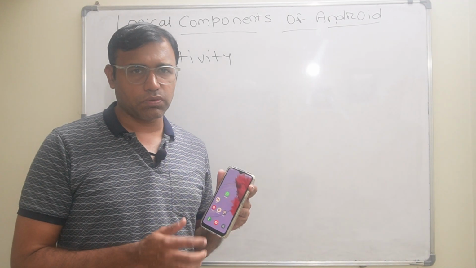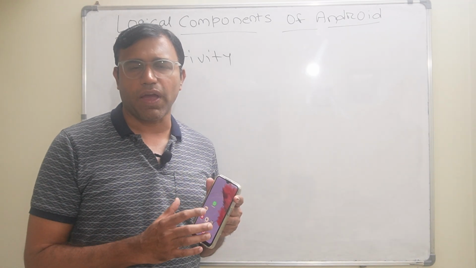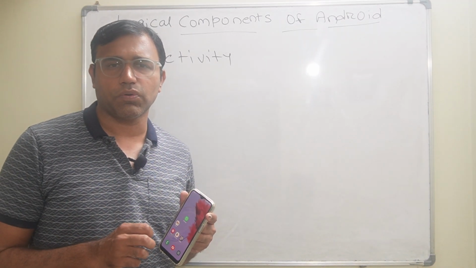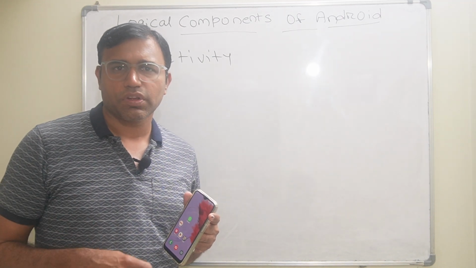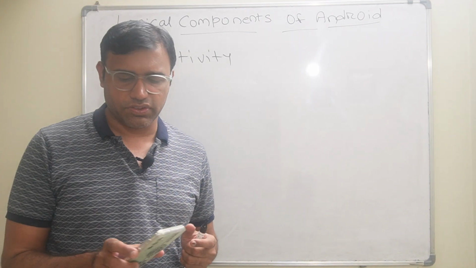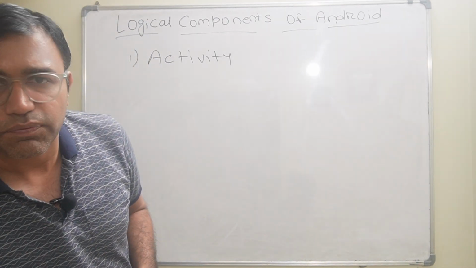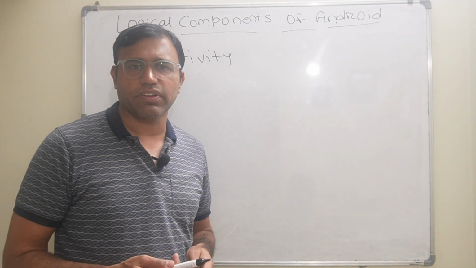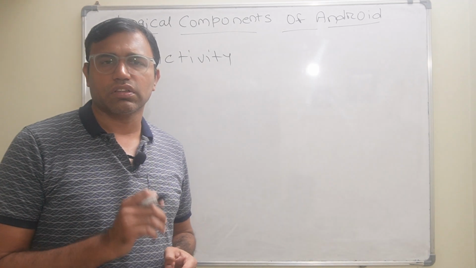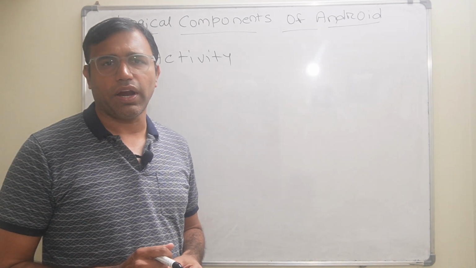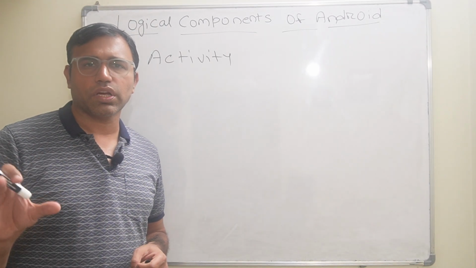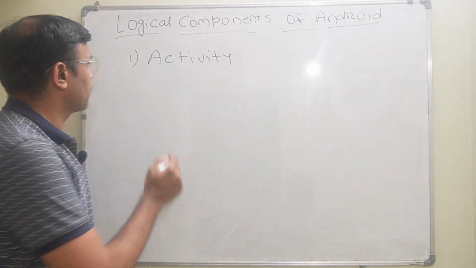Now once you start your mobile, you will see the list of apps. Once you open the list of apps, you will get a screen. Suppose if you open WhatsApp, you will get the list of groups. If you open contacts, you will get the list of contacts. Then if you open messages, you will get the list of messages. So that is all nothing but the activity. So the first logical component of Android is activity. Activity is nothing but a screen which you can see on your smartphone.